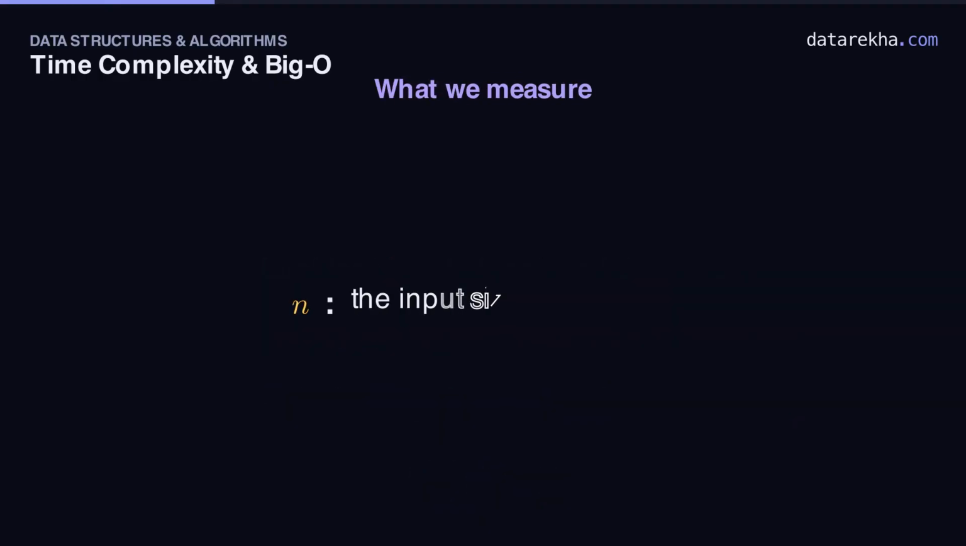Let's fix two symbols. N is the size of the input, the number of elements in an array, say, and T of n is the number of basic steps the algorithm takes on an input of that size. Big O doesn't chase the exact count of T of n. It cares about the growth pattern as n gets large. And to see that pattern clearly, we lean on two simplifications.